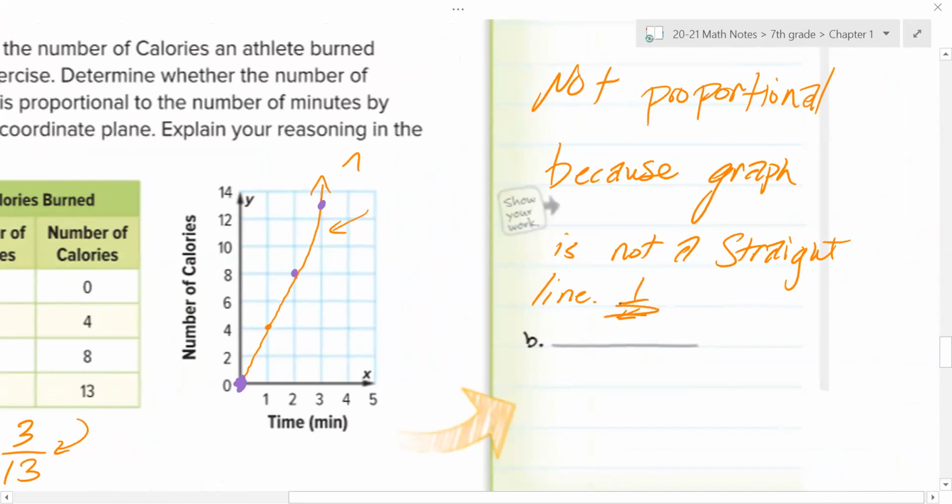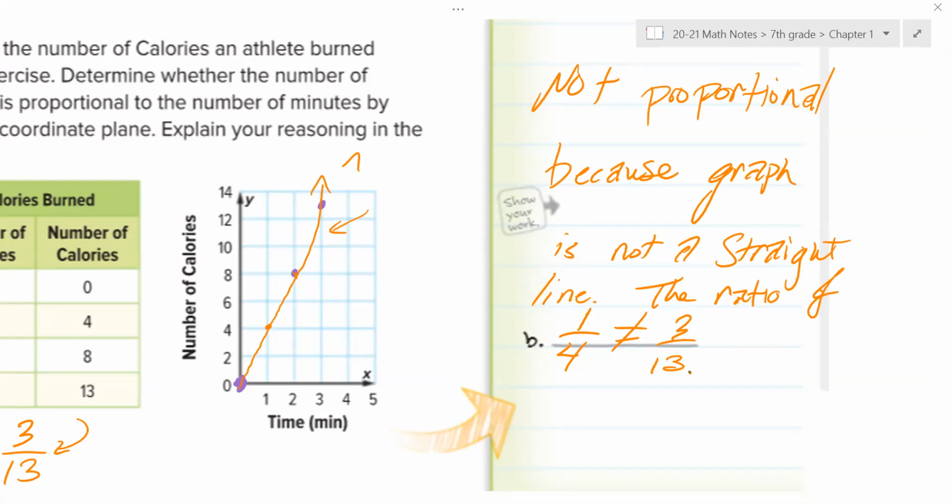The ratio 1/4 does not equal 3/13. So those are both reasons that it doesn't work. It does go through the origin, but the ratio is the big thing. Not proportional because the graph is not a straight line because it curves toward the top. You need it to be a straight line for it to be proportional.